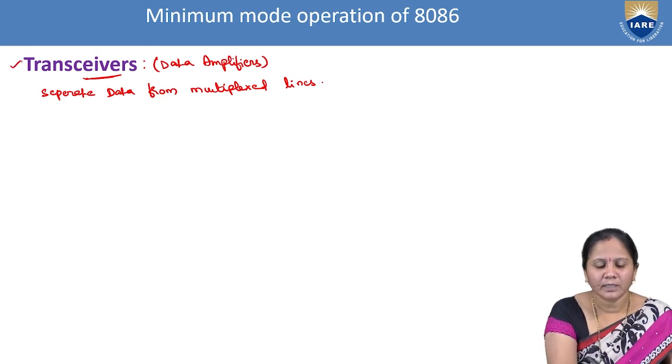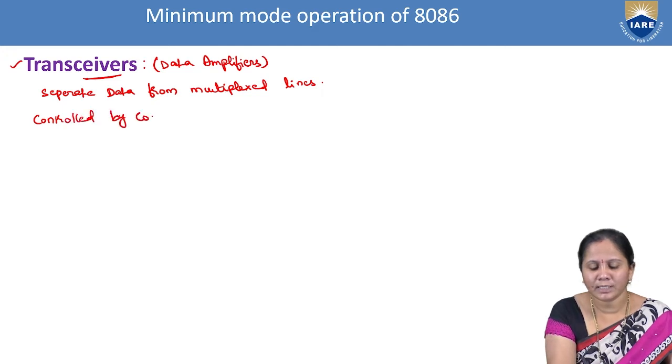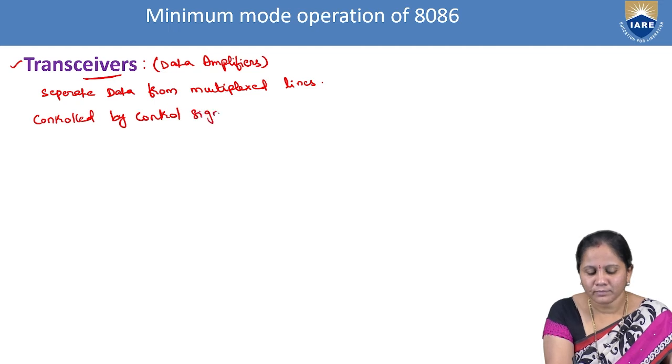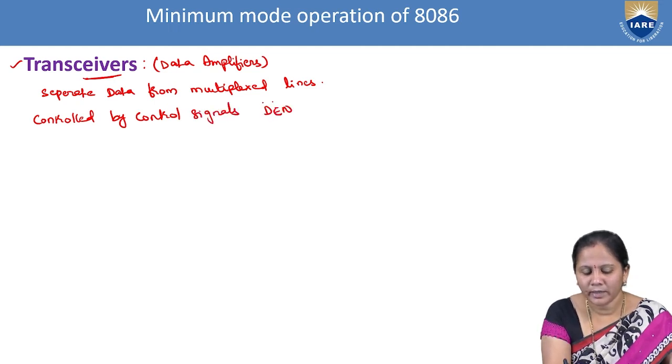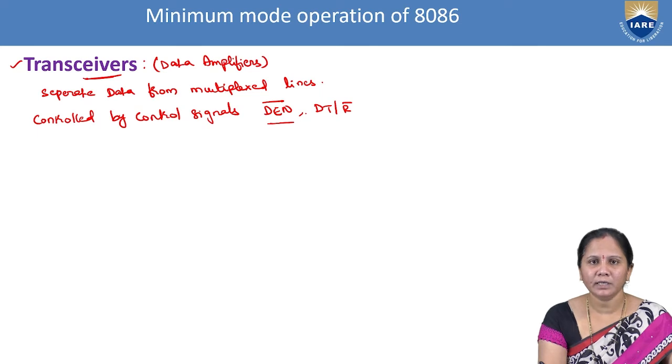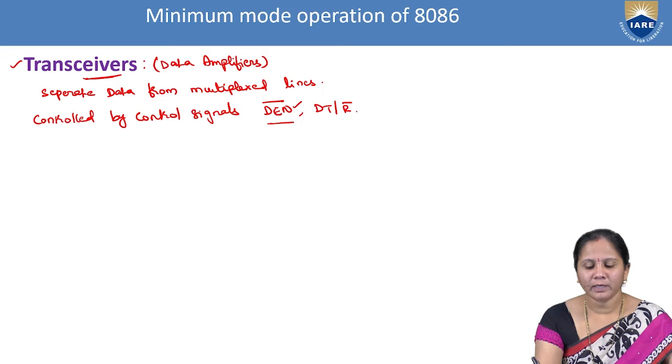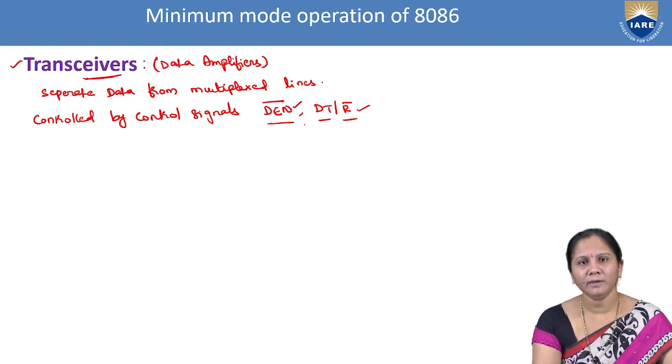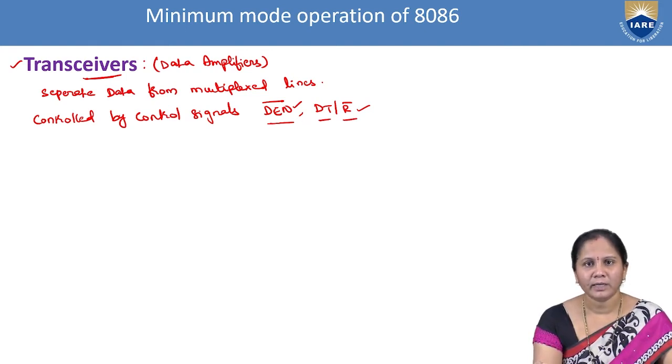Especially, these transceivers will be controlled by control signals like DEN and DT/R bar. What is the purpose of DEN? DEN represents data enable. This signal indicates whether valid data is available on the data bus or not. And DT/R bar is data transmit and receive. Transmission means writing and reception means reading. These are the 2 important control signals that control the transceivers.